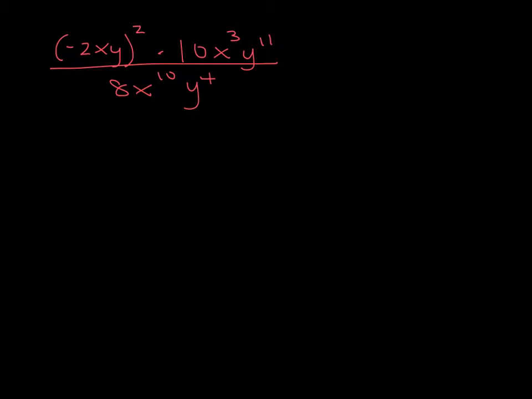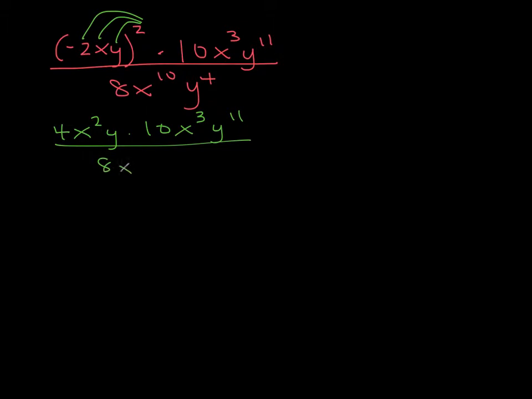So this is going to utilize a couple of the properties that we've talked about, and the first thing that I'm going to do is use my power of a power right here to simplify that monomial. The power of a power rule is when you give that exponent to all the things inside the parentheses. So when I do that, I'm going to wind up with 4, because that's what negative 2 squared is, x squared, y squared, and then everything else remains the same. So I still have my 10x cubed y to the 11th, and I still have my 8x to the 10th y to the 4th.